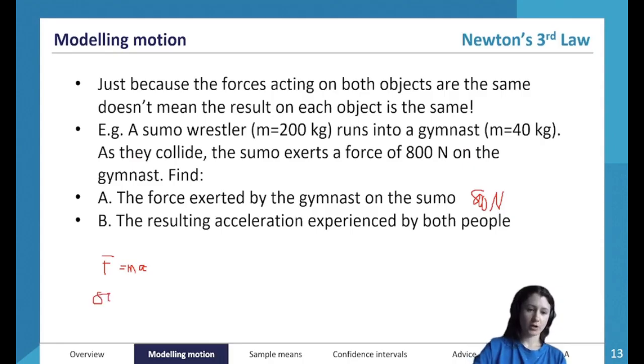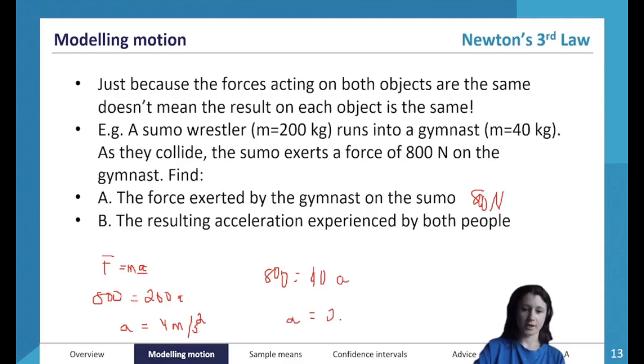For the resulting acceleration experienced by both people, if we know that 800 newtons of force is applied, the acceleration now just depends on the mass of both people. For the sumo wrestler, the mass is 200, so our acceleration is going to be 800 divided by 200, which is 4 meters per second squared. However, for the gymnast, we have 800 equals 40 times acceleration, so the acceleration is going to be 20 meters per second squared, because we have 800 divided by 40.